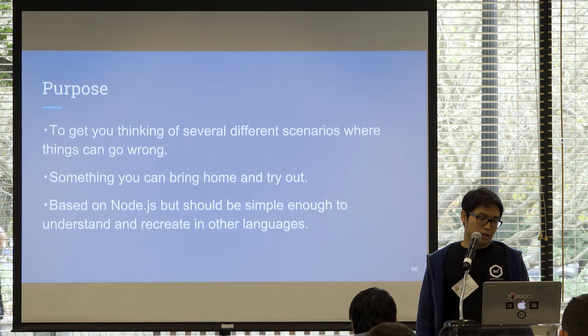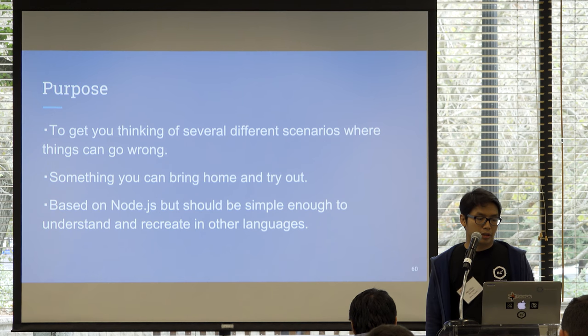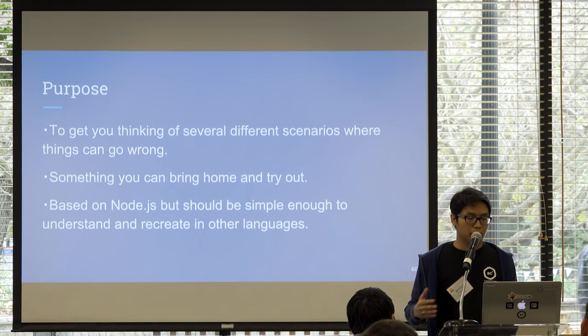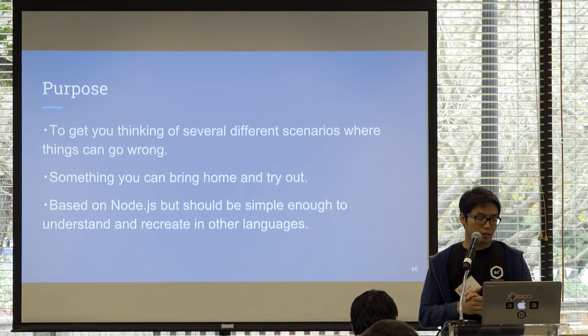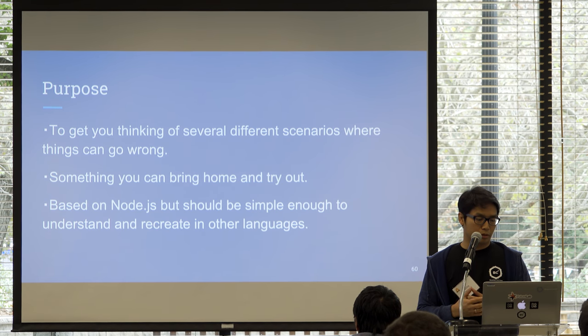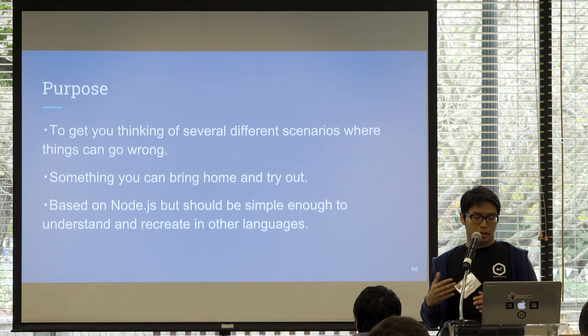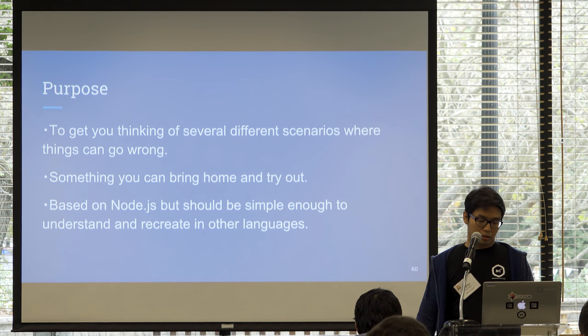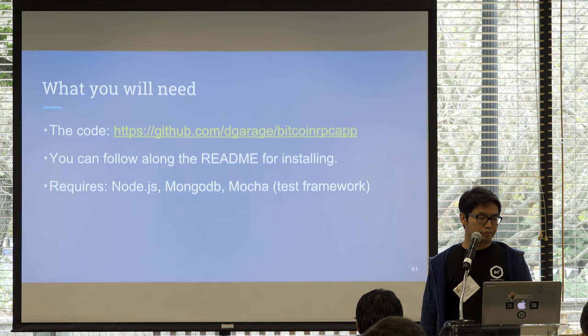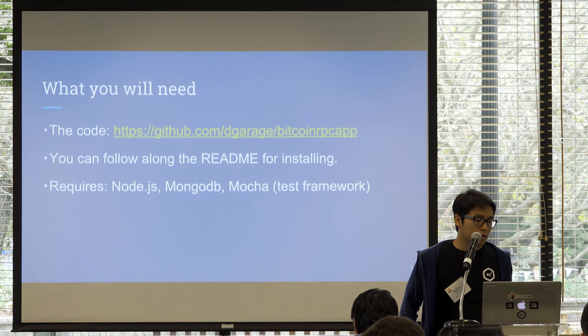So the purpose of this is basically just to get you thinking of several different scenarios where things can go wrong. Because we don't have time to go through it, you can bring it home, try it out, see what you think. It's based on Node.js, but it should be simple enough for you to figure out, or if you want to brush up a little bit on JavaScript and some asynchronous programming. But yeah, it should just give you the frame of mind to think. If you want to recreate or make something in a different language, it should just point you in the right direction. The code is here.